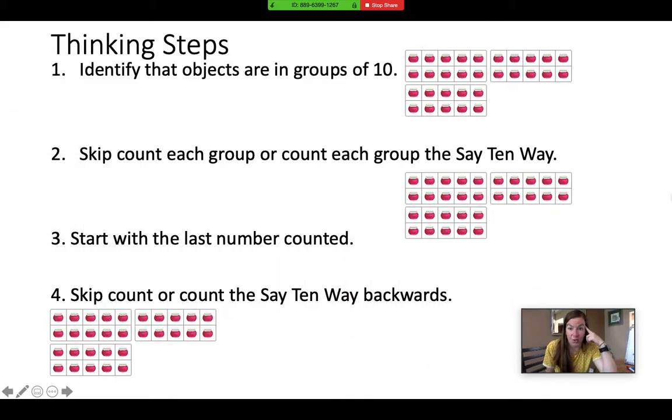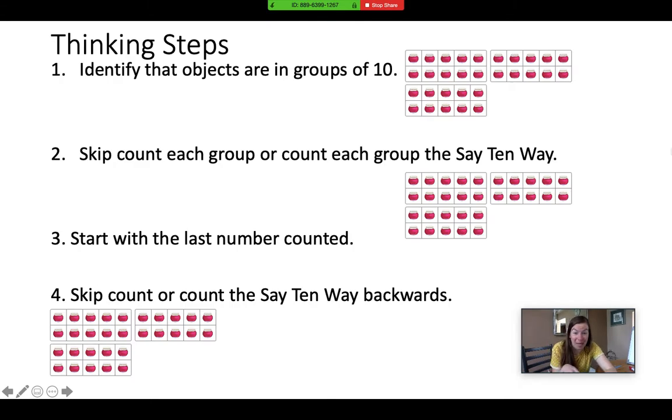When we are doing this, identify that the objects are in groups of 10, just really, really fast. Up here, I've got a 10 frame, so I've got 1, 2, 3, 4, 5, and then a second row, 1, 2, 3, 4, 5. We've talked in the past about how we know 2 groups of 5 is 10, so I can automatically know that these are all 10s.